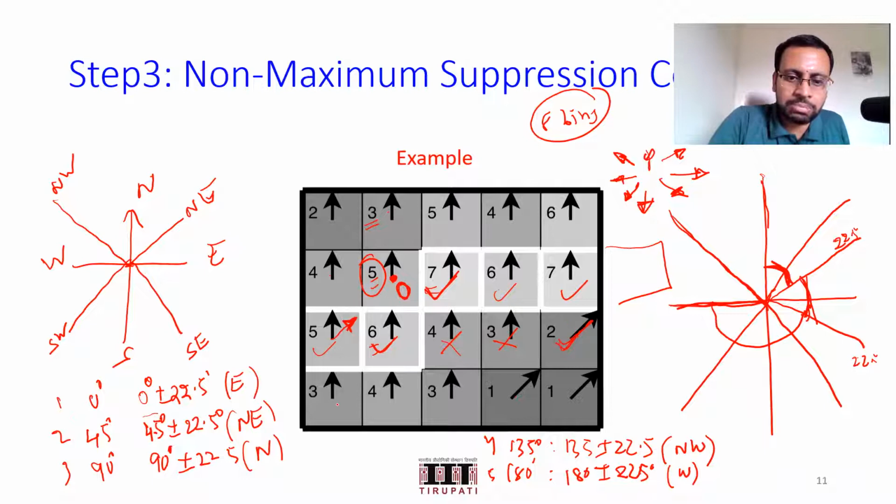Same, you come here, 3, 3, 5, that is there, you drop it, that's maximum. 4, 6, 6 is maximum, drop it. 3, 4, 4 is maximum, drop it. 3, 1, this direction you have to see. 2 is more, 1 is not, you drop it. This one anyway doesn't matter. It doesn't have anything, so just drop it. The boundary pixels, just drop them. No issues with that.